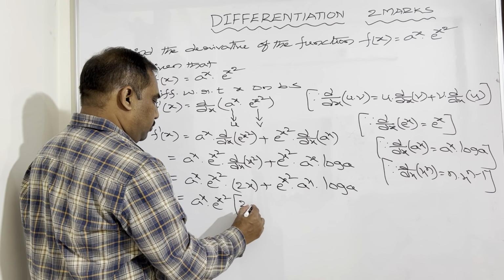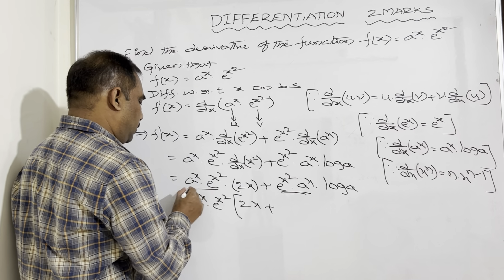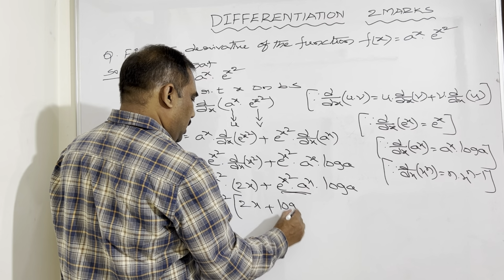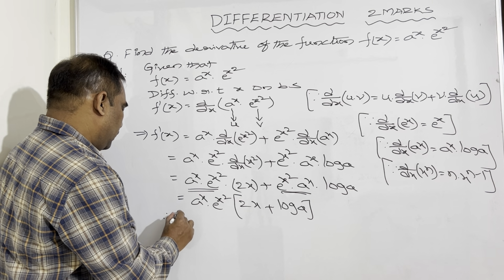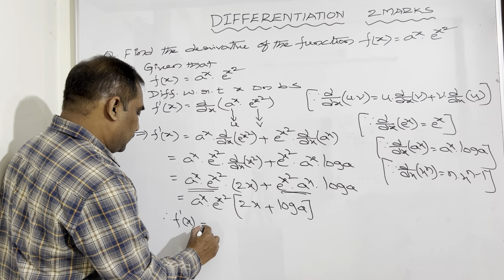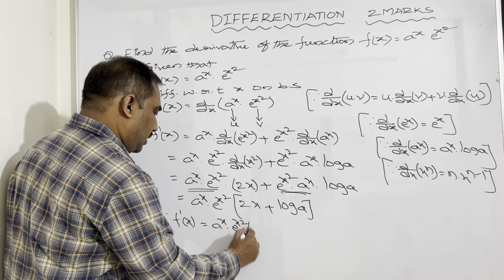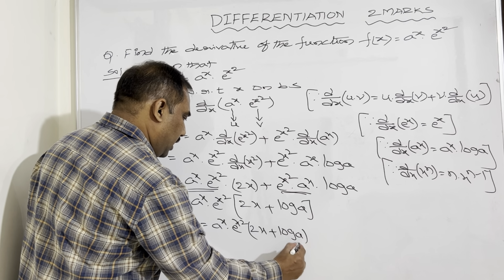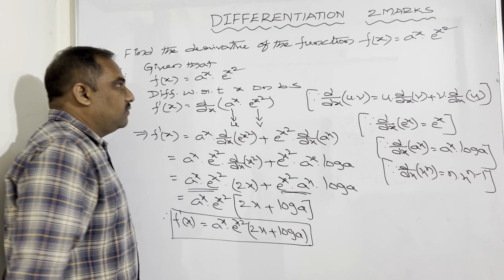Here from the first term we get 2x. From the next term, after taking this common, e to the power of x square into a to the power of x, we get log a. So 2x plus log a. Therefore, finally the derivative of the given function f of x is f dash x equal to a to the power of x into e to the power of x square into (2x plus log a). So like this we can find the derivative of the given function.